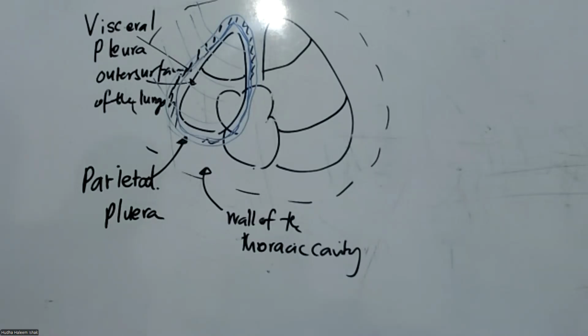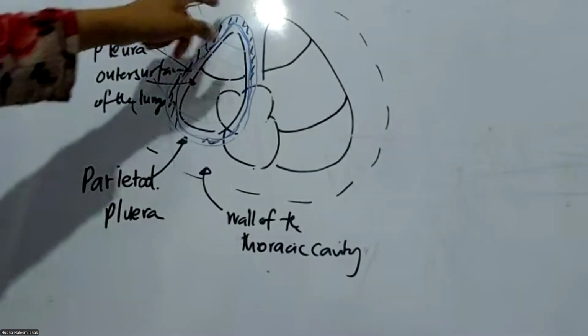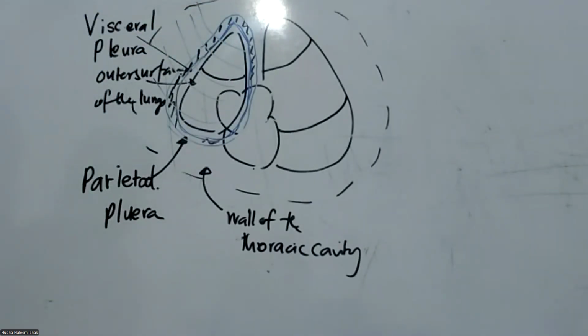Is it clear? And also, in between the visceral pleura and parietal pleura, we have a what? A fluid filled space. Is it clear? Do you all have any doubts still?